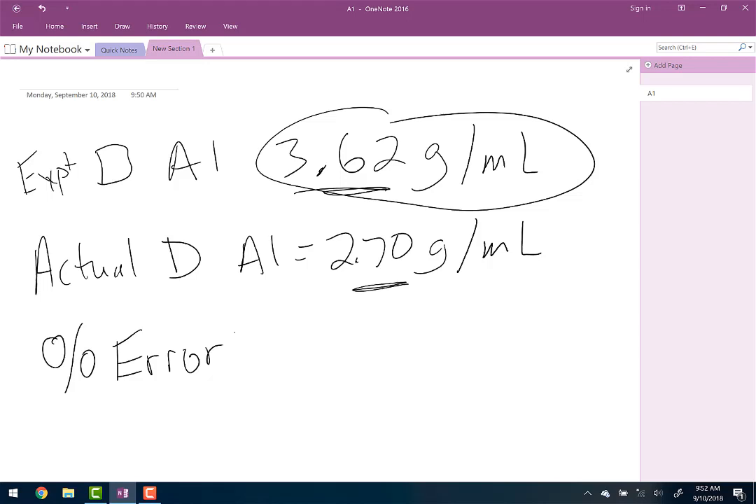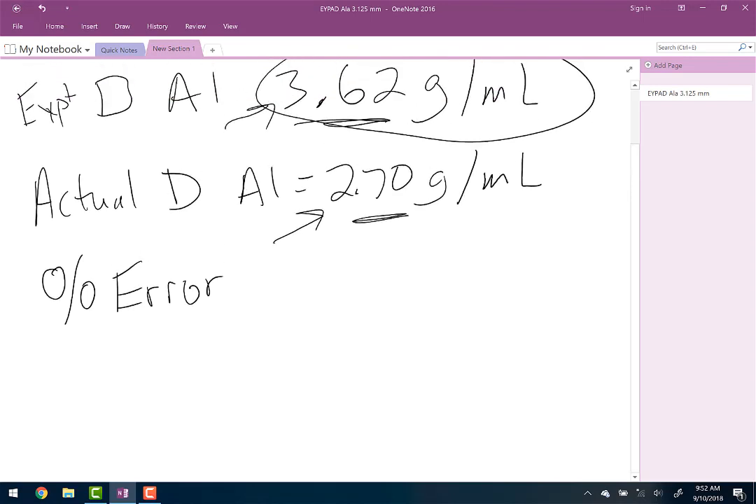So the best percent error you can get is 0. A bad percent error would be like 75% or 100%. A big number is bad. The smaller your percent error, the better. So the first thing we do to calculate the percent error is we look at our two numbers. I've got my 3.62 here and my 2.70. The first thing we do is subtract those two numbers. The easiest way to do this is always just take the big number minus the small number. Whichever number is bigger, put that number first.